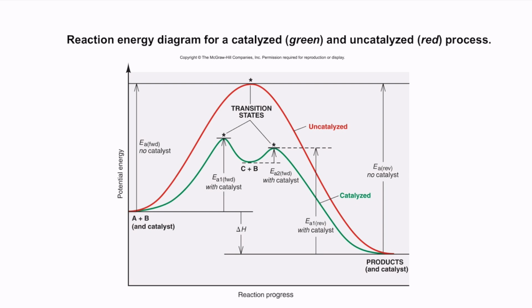And this is just a generic reaction. The red path is the uncatalyzed reaction. So the activation energy is this energy right here. In the green path, we have a catalyst, and we can see that the activation energy is much smaller. So if you don't need as much energy, then the reaction can go a lot faster.